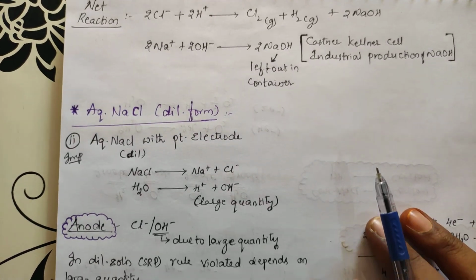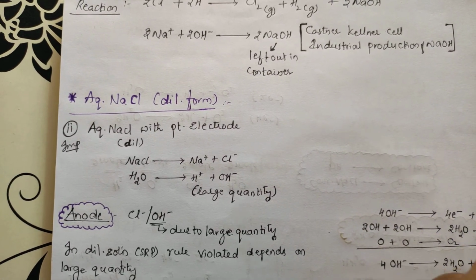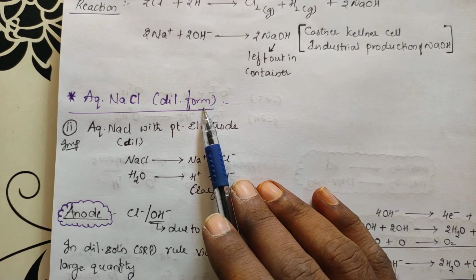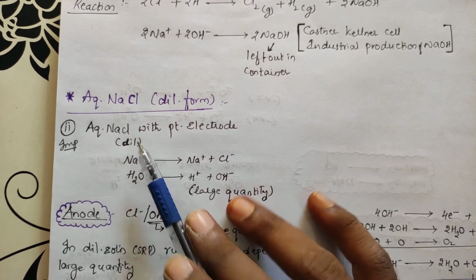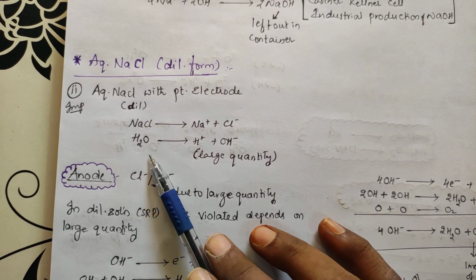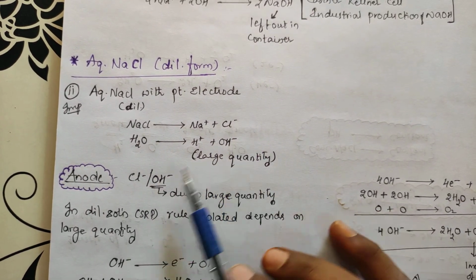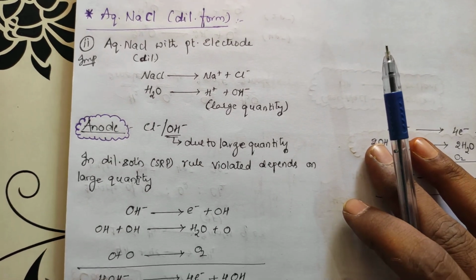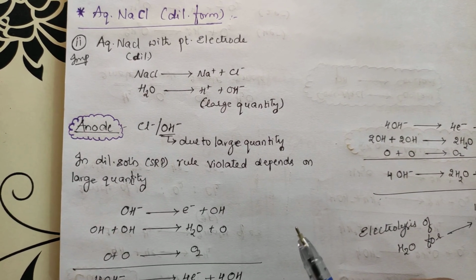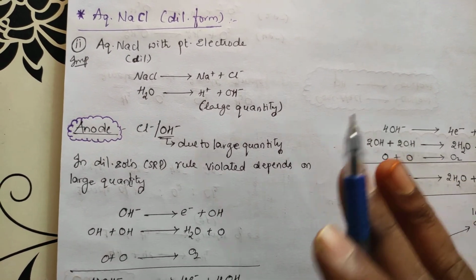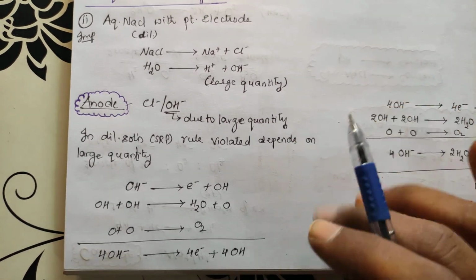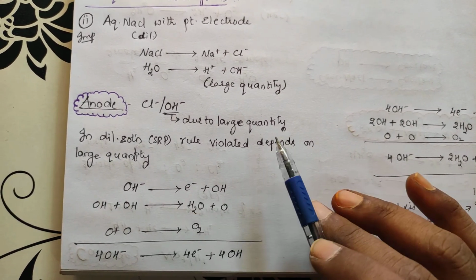Right? Now we have learned until now the high concentration of NaCl. Here it is mentioning aqueous NaCl in dilute form. Dilute form means NaCl is in very small quantity. The same condition applies: NaCl dissociates into Na plus and Cl minus, along with H2O. Anions move towards the anode, cations move towards the cathode. In dilute solution, the SRP rule is violated. So whatever we have discussed above does not come into consideration. The electrochemical series is applicable only for concentrated solutions. When you come to dilute solution, it is not taken into consideration.